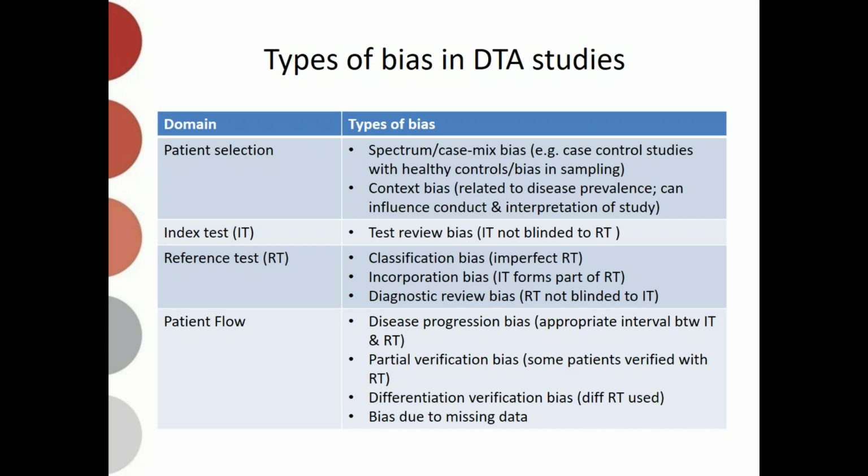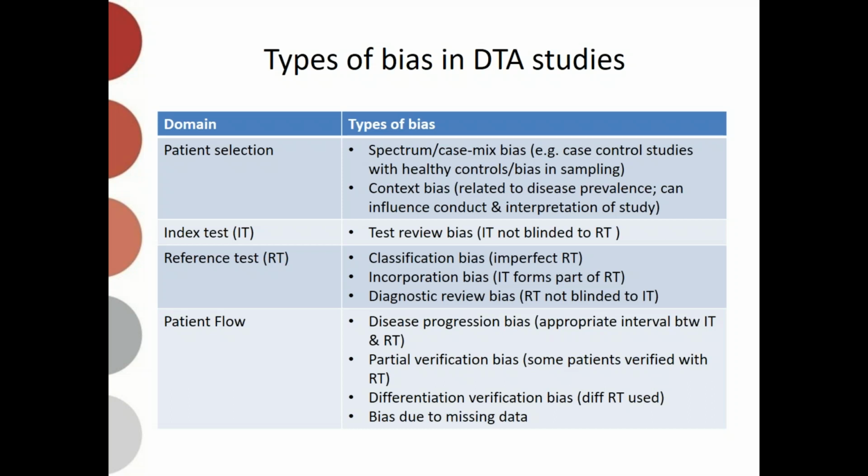If you administer an index test now and then the reference test is administered 2 weeks later, you're likely to have a disease progression bias. And this happens a lot in infectious diseases where the degree of infectiousness intensifies or decreases depending on the type of the disease. So you want the tests to be done ideally at the same time so that you get a clear estimate of the accuracy of the tests.